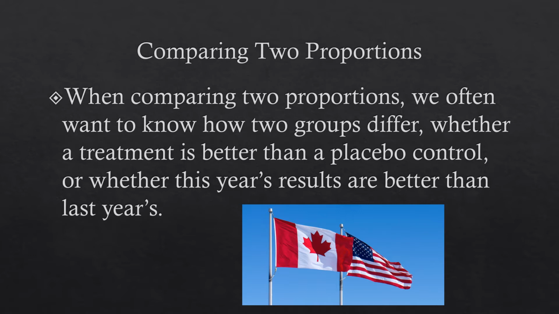We also might want to know whether a treatment is better than a placebo, or whether a new treatment is better than the old treatment, depending on what kind of drug or vaccine that you're trying to create. We also might want to compare this year's results to last year's results, or 10 years ago, just to see if there's any significant difference between now and then. So like I said, comparing two proportions really does bring out a lot of real world applicability. As you can see here in the flags, maybe we want to compare the United States with Canada in some regard.